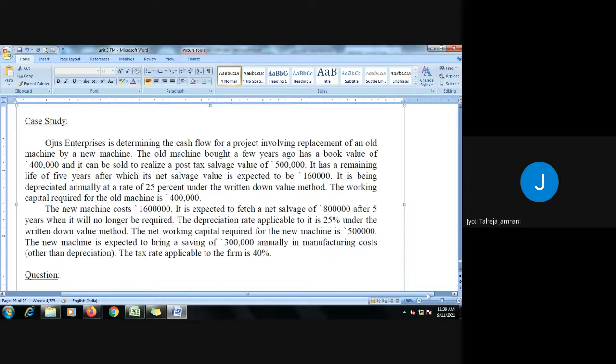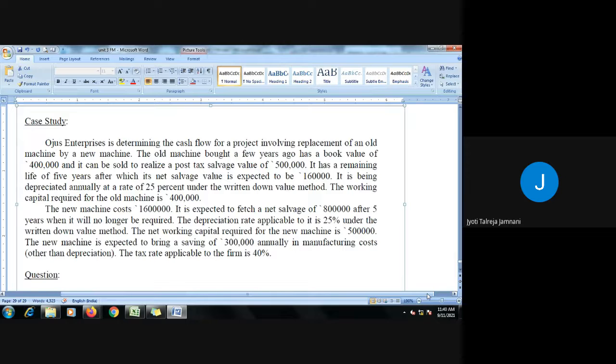So if you sell it today, you can sell it for 5 lakh. Its book value is 4 lakh. It has a remaining life of 5 years, after which its net salvage value will be 1 lakh 60. If you use it for another 5 years and then sell, 1 lakh 60 you will get. It is being depreciated annually at the rate of 25% under the written down value method. The working capital required for the old machine is 4 lakh.